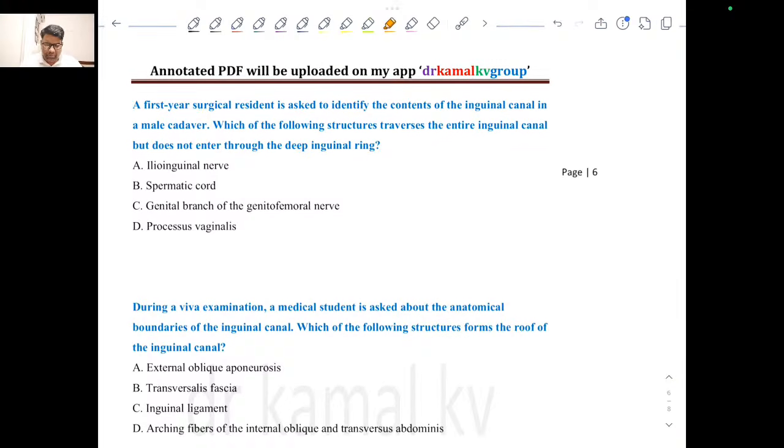Now a first year surgical resident is asked to identify the contents of the inguinal canal in a male cadaver. Which of the following structures traverses the entire inguinal canal but does not enter through the deep inguinal ring? So the question is about a structure which is traveling through the inguinal canal but is not entering through the deep inguinal ring.